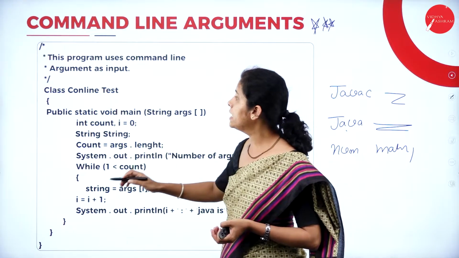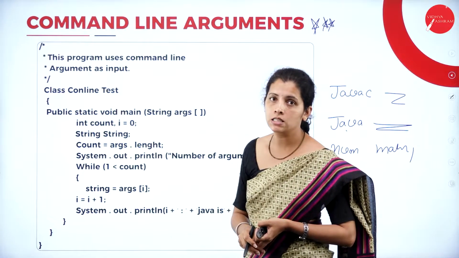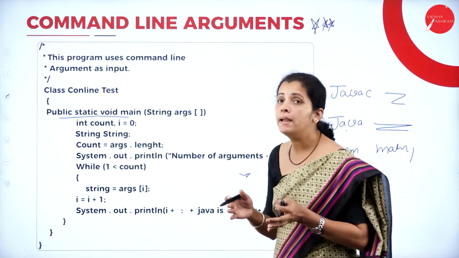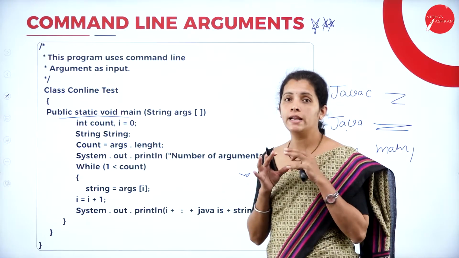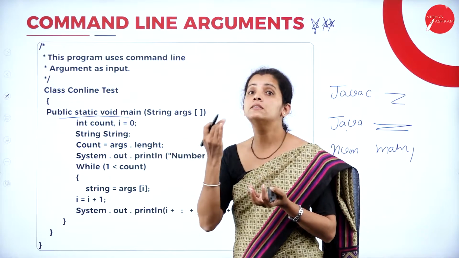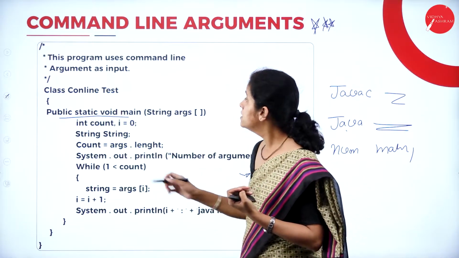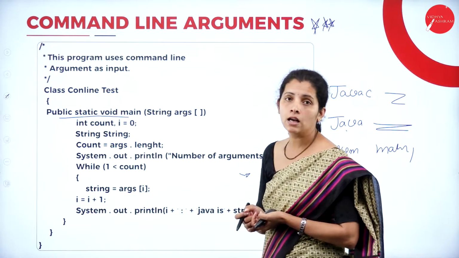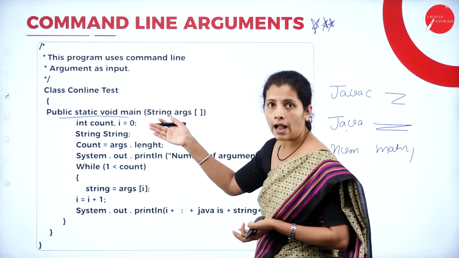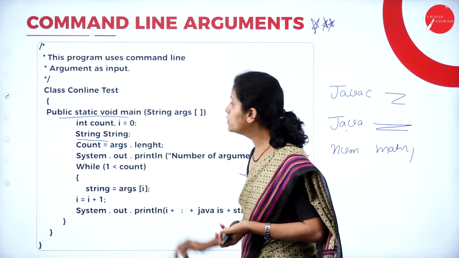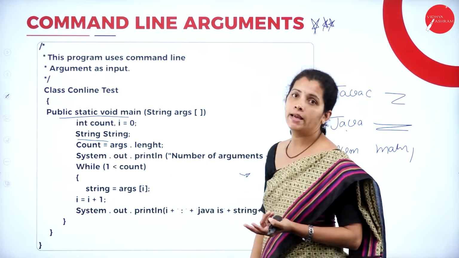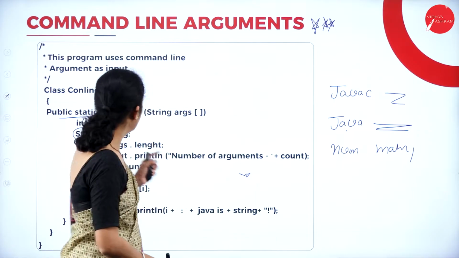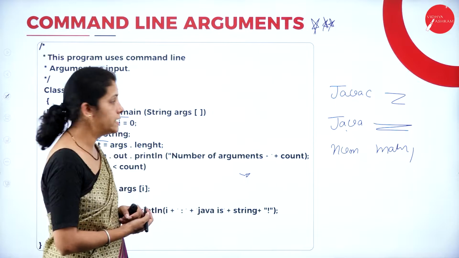At the beginning, I'm going to have my class name. Then here I'm going to have my main program. I'm going to write the main program inside the class, and I'm going to take two integer variables, count and i, and I'm going to take a string variable. Here String is my data type, and the name of the variable is args.